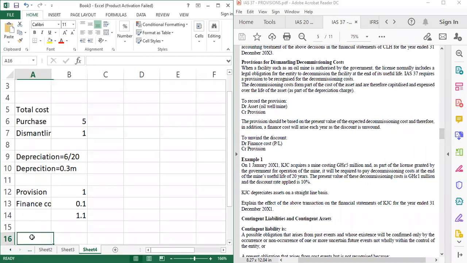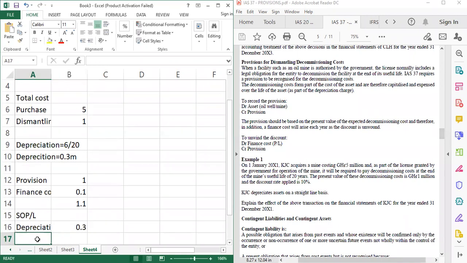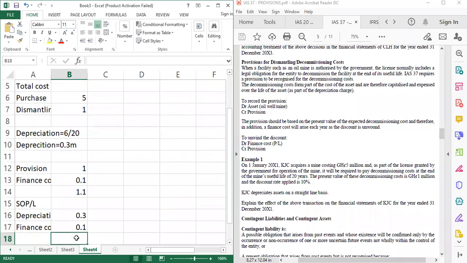So if you come to the statement of profit or loss, you have depreciation of 0.3. Then you bring the finance cost of 0.1. They are all costs. The finance cost is charged on the present value at the end of each reporting period. So if you want to know the finance cost for the next year, the amount will be charged on the 1.1, which is the total provision.